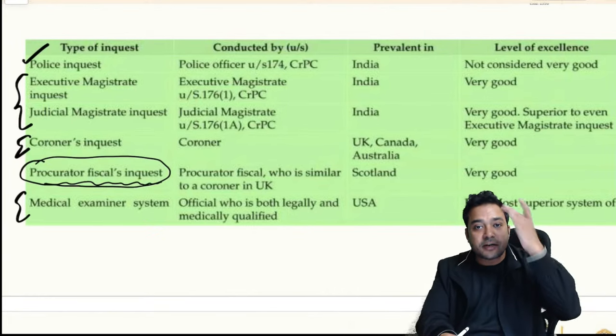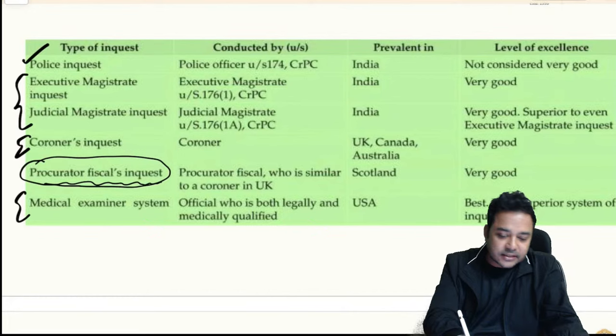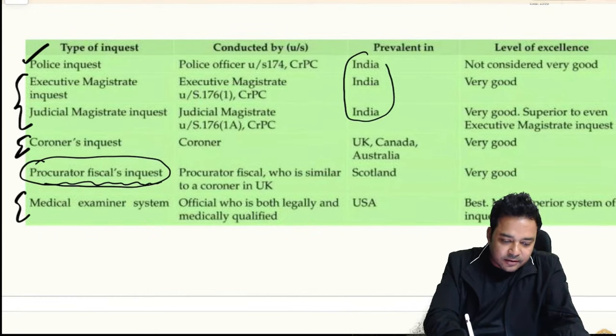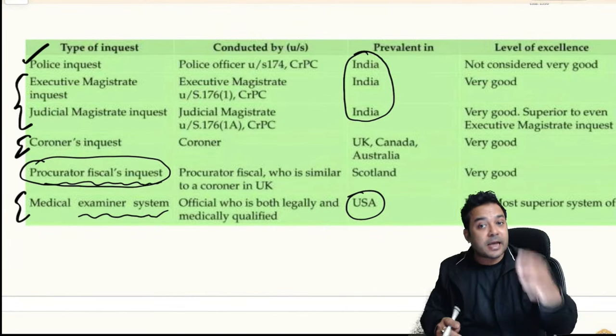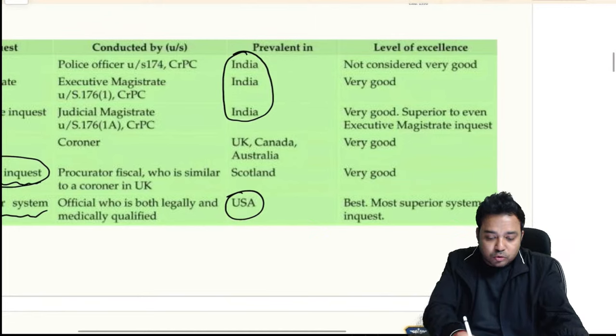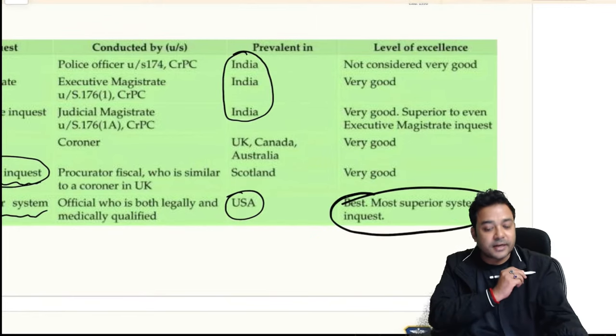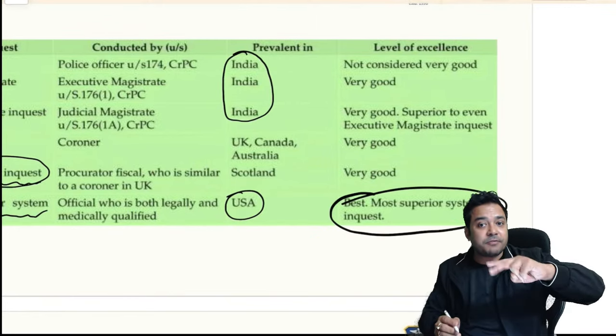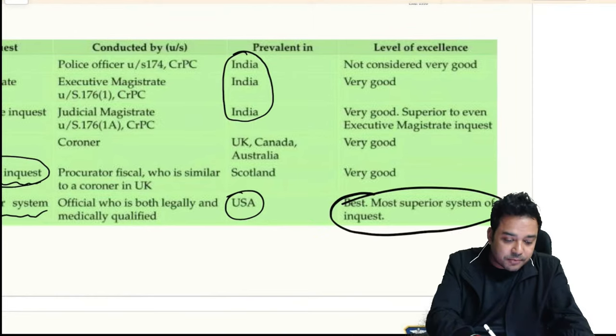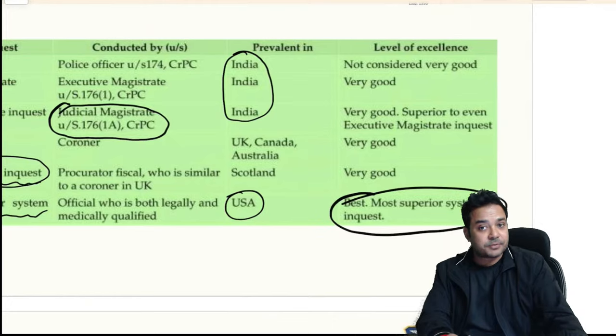So these are our different types of inquest followed in different countries. In India, we follow police and magisterial inquest. This we know in the US. Overall, the best type of inquest in the world is medical examiner's inquest. This is the most superior system of inquest, correct? And in India, which is the best type of inquest? Inquest done by judicial magistrate under 176 subsection 1A of CrPC.